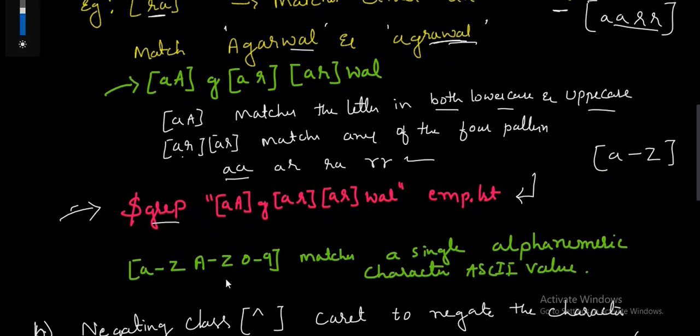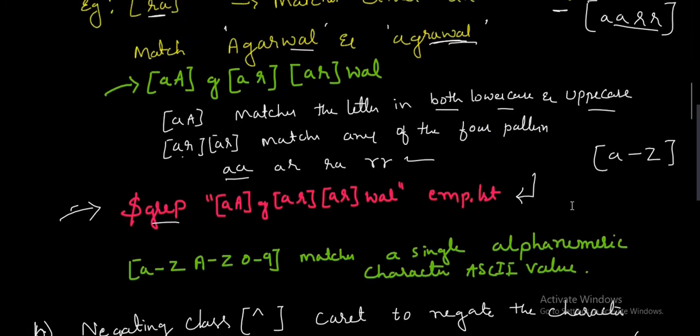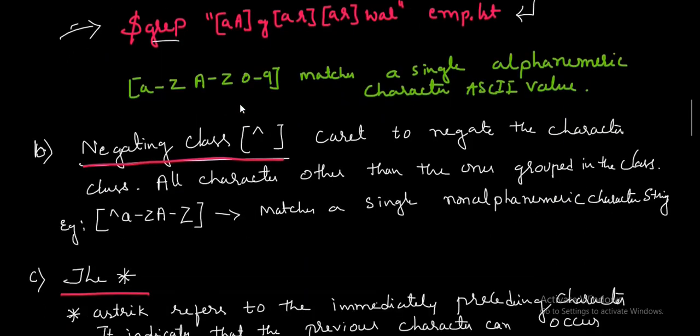Okay. So next we have negating the class. Now whatever I explained, you can just negate it. So instead of matching whatever pattern or character you have specified in the brackets, if you want to negate it, that means if it is not there, then select. So in that case, how to represent? That comes under negating the class, and this is the notation used.